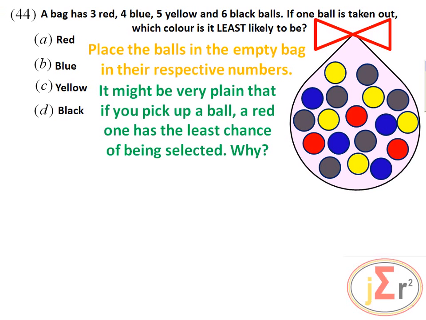Why is it that a red ball will have the least chance of being selected? There are only 3 red balls. We only have 3 of them. The fact is, the red represents the smallest number of balls that we have there in their types or in their colors.